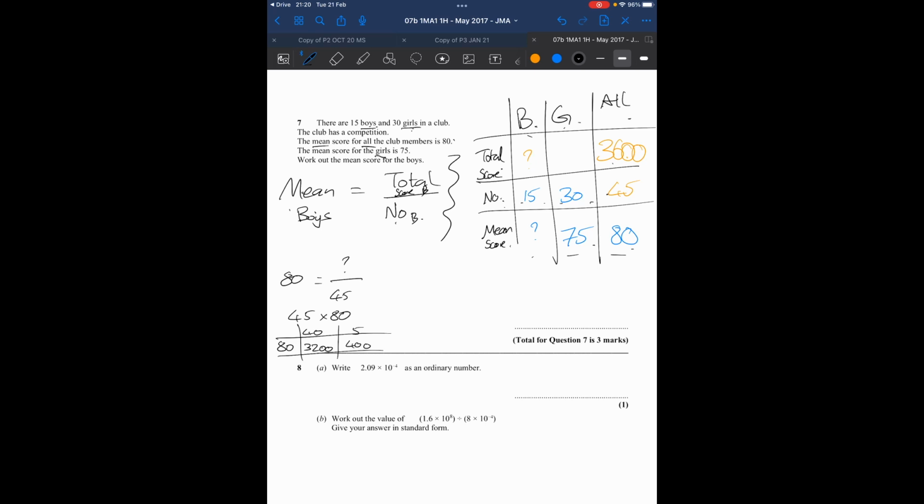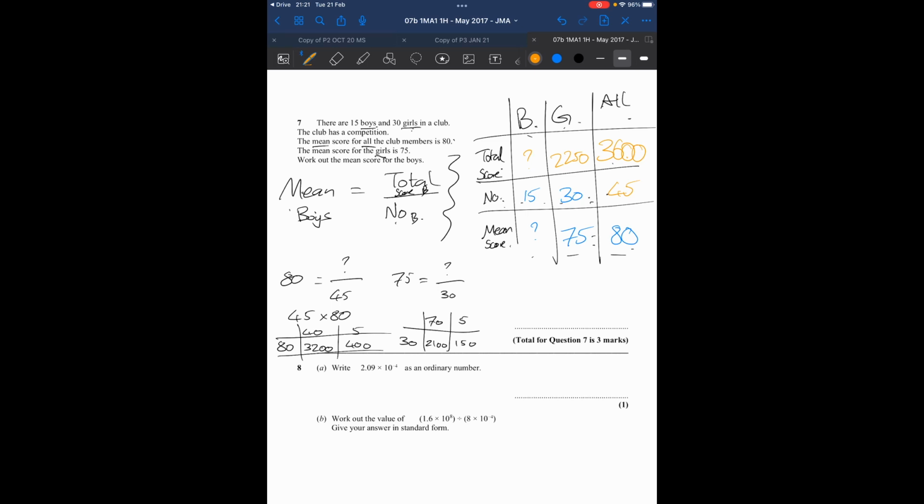I'm going to do the same process again now with just the girls. The girls got a mean score of 75, which was made up by the total that we don't know, divided by 30. So I'm going to do 30 times 75. 75 times 30. 3 times 7 is 21, add a 0, add a 0. Now it's 2,100. 3 times 5 is 15, add a 0, 150. Put it back together and I get 2,250.